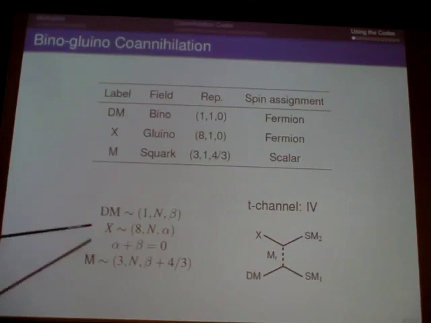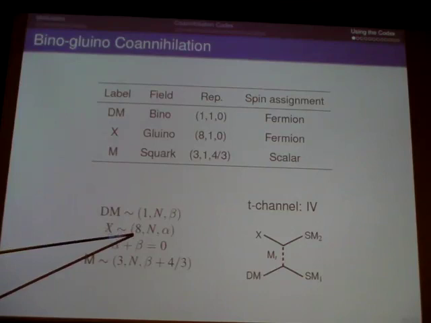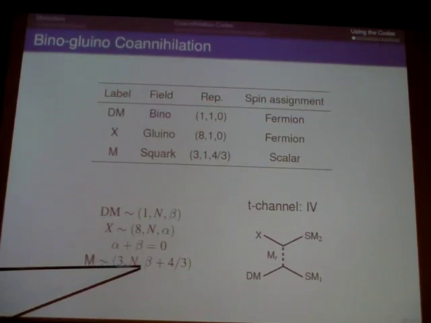And so recall that the notation we used was that the dark matter is in 1, n, beta. This is going to be 1,1,0 for us, so n is going to be equal to 1 and beta is going to be equal to 0. With that, the coannihilating partner X, which is the gluino, is going to be 8, n, alpha, where here it's n rather than n plus or minus 1 or n plus or minus 2, the kind of entries in the table. And from alpha and beta both being 0, we have the constraint that alpha plus beta is equal to 0. And the mediator representation is 3, n, and then 0 plus 4/3.